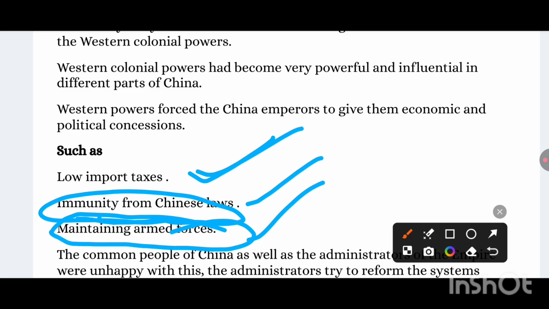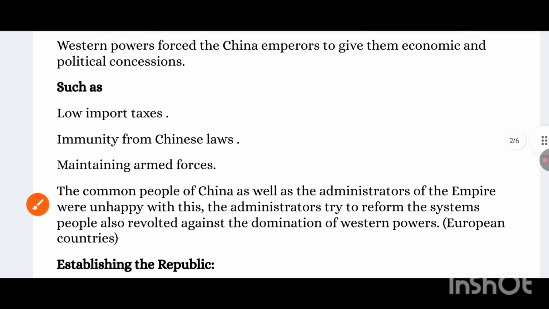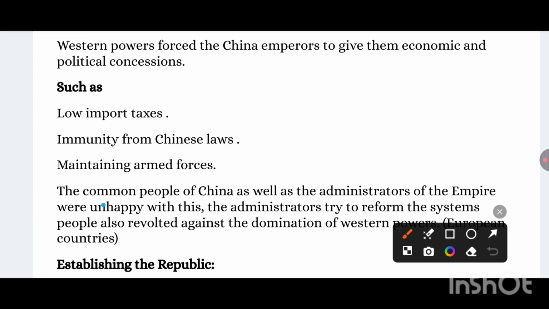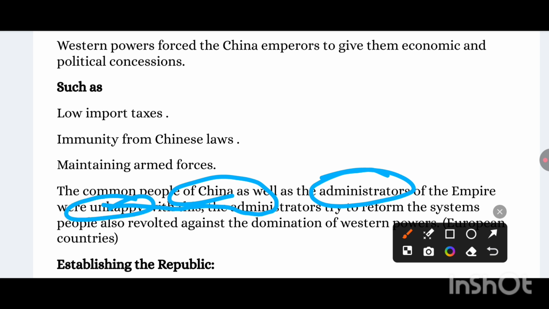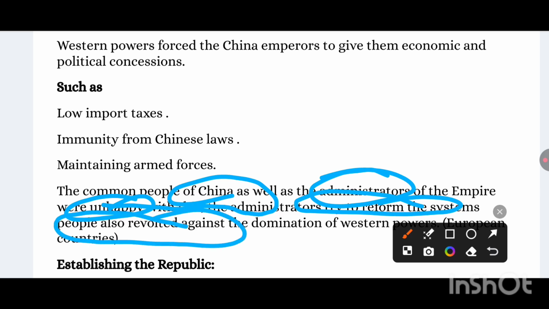But common people... So the Manchu dynasty gave these concessions to Western European countries. So common people and administrators were unhappy. The common people of China, administrators, and employees were unhappy. So administrators tried to reform the system, and people also revolted again against the domination of Western powers.